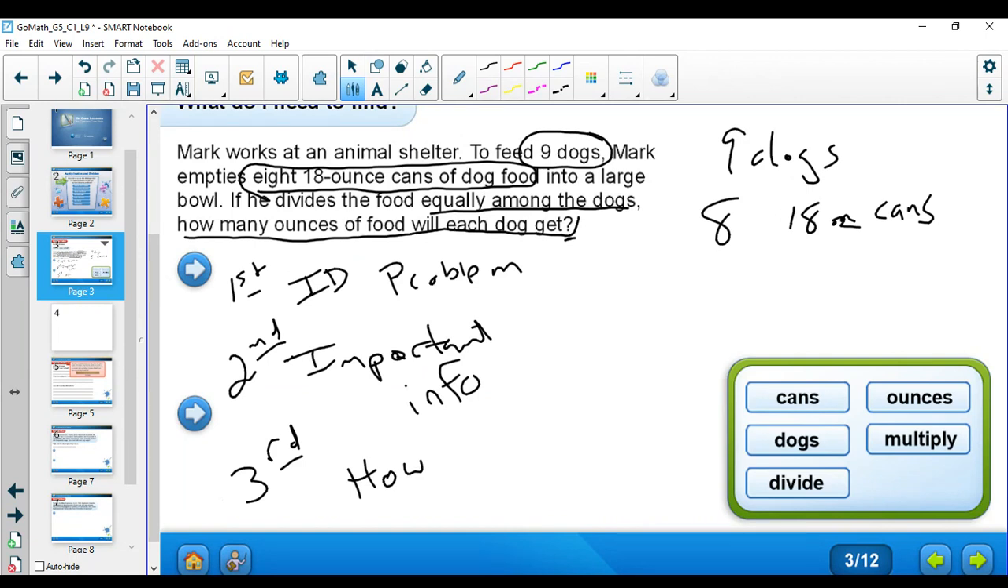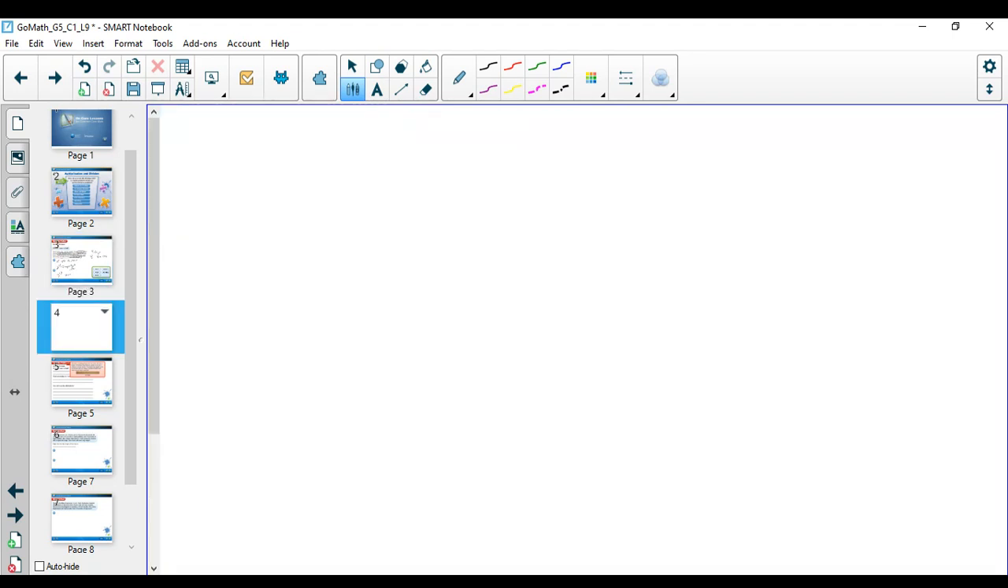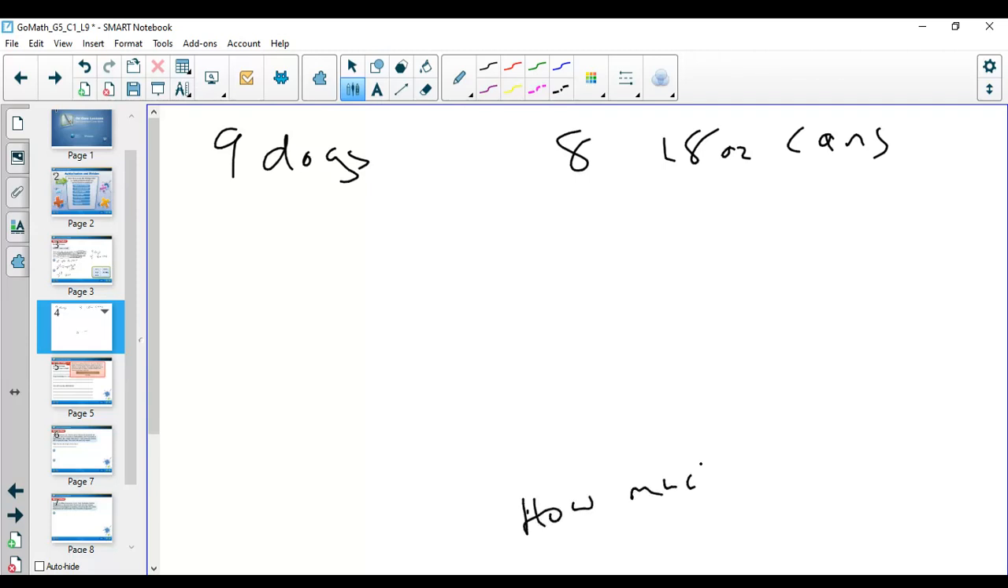So let's transfer our information to our next page. Again, we have 9 dogs. We have 8 18-ounce cans of dog food. We know that every dog gets the same amount of food. We also know that our question is how much does each dog get?